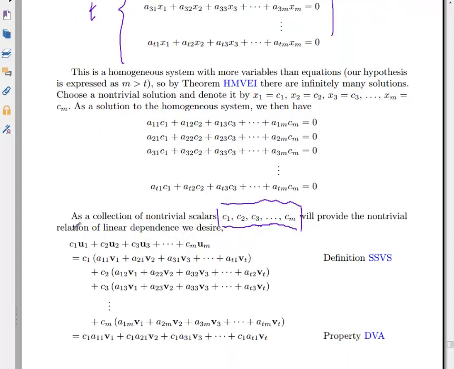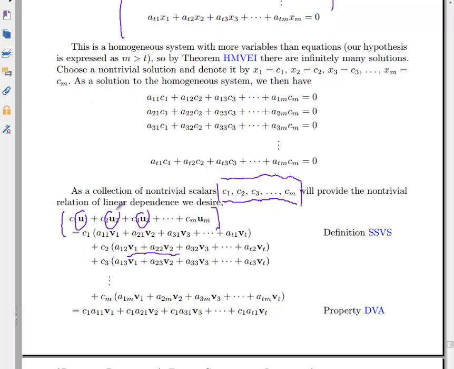Suppose I form a linear relation using these constants with these vectors u. Now remember, these are the vectors u that I want to show are linearly dependent. The other thing I know is that each u can be expressed as a linear combination of v's. So u1 can be expressed as this linear combination, u2 can be expressed as this linear combination, and so on. Now we're going to do something that we've done similarly before.